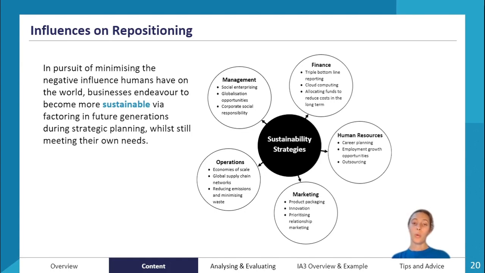So we've got all these different sustainability strategies we can think about in all of these different spaces. So human resources, we've got career planning, employment growth opportunities, and outsourcing. Marketing, we've got product packaging, innovation, and prioritizing relationship marketing. Operations is something that we probably think of first when we think of sustainability, things like reducing emissions and minimizing waste.